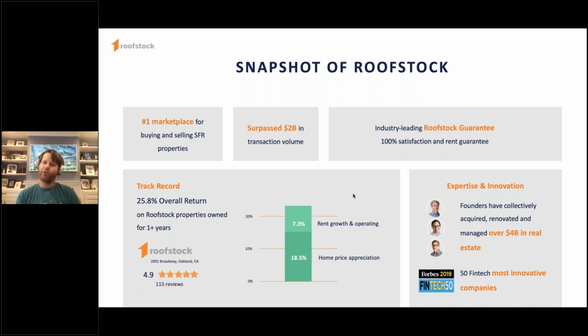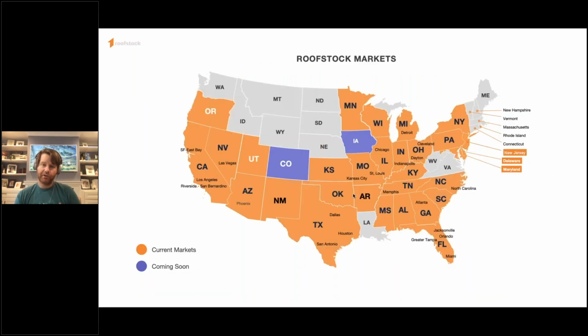We have a track record of very successful investors. For property managers that send us the data back from some of our customers, we've seen over a 25% return, split up between rental growth and operation, just the cash flow, as well as home price appreciation. Roofstock has a pretty wide footprint on where we do business. We do the majority of our business down in the Southeast, so Georgia, Florida, the Carolinas, as well as the Midwest, so Indiana, Ohio, Pennsylvania is really where the bulk of ours is. But we'll go wherever the supply and the demand match up.